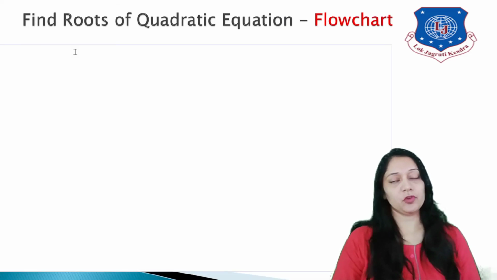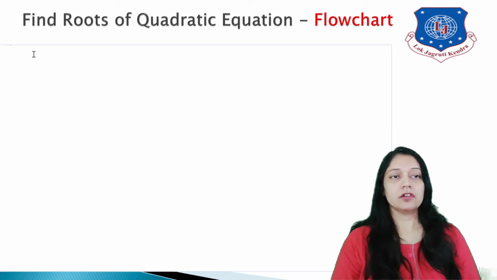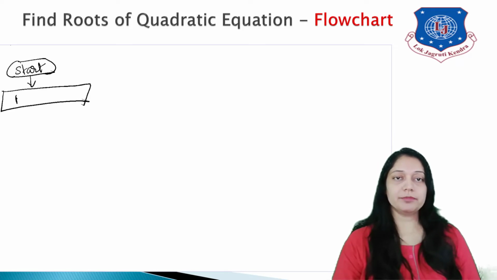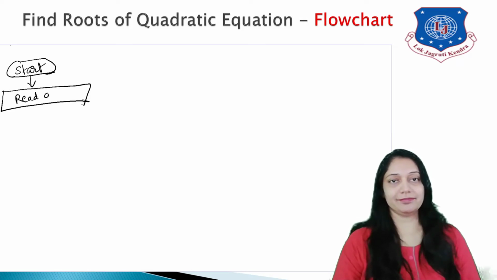Okay, let's see the flowchart of finding the roots of the quadratic equation. So first we'll start with the start symbol. Next we are going to read the values of a, b, c. So we'll use the parallelogram symbol in which we'll write down read a, comma b, comma c.